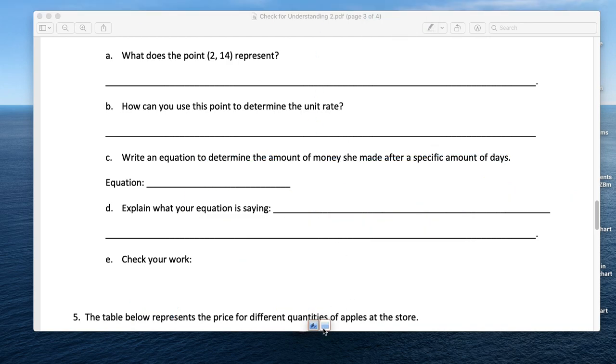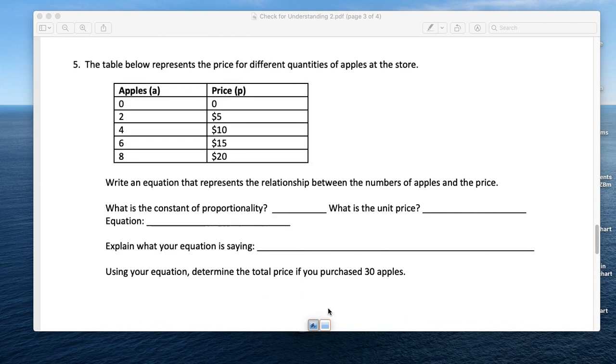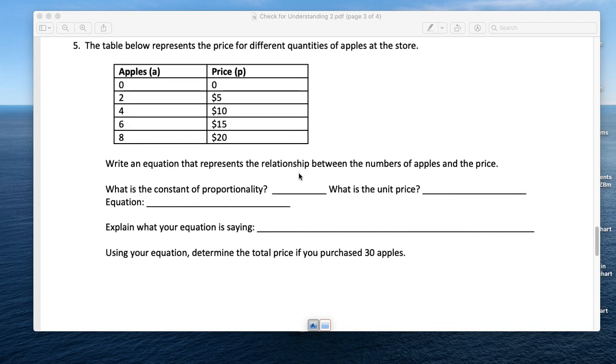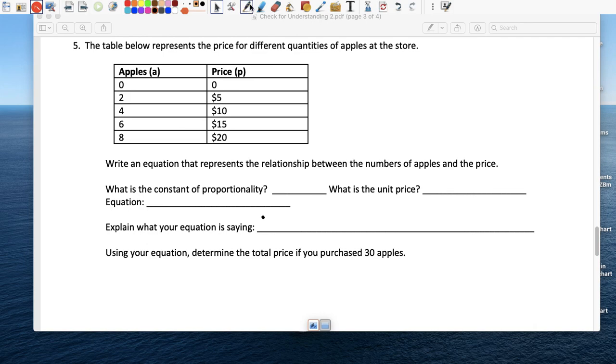Moving on. Number 5. The table below represents the price for different quantities of apples at a store. So 5 apples, $2. 10 apples, $4. 15, $6, and 8 for 20. Write an equation that represents the relationship. What is the constant of proportionality? What's the unit rate? Well, let's find it out.